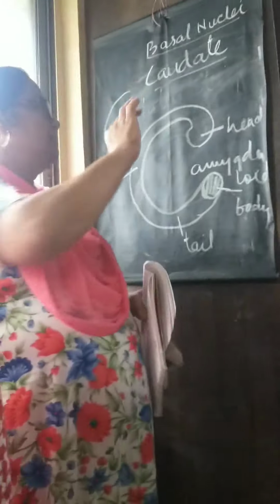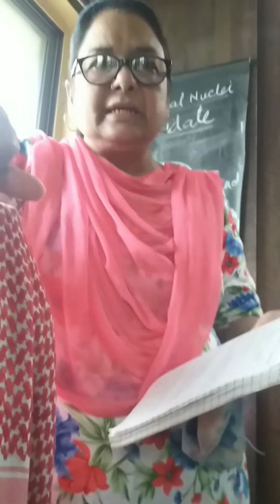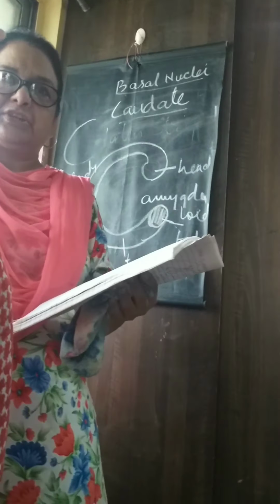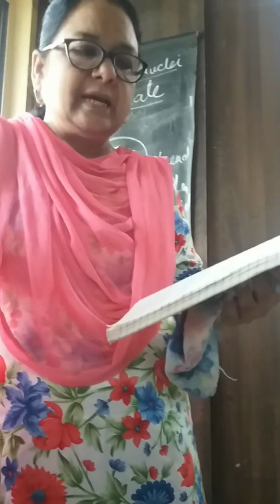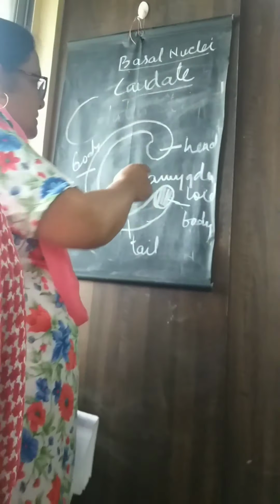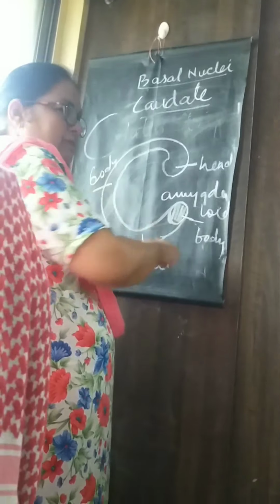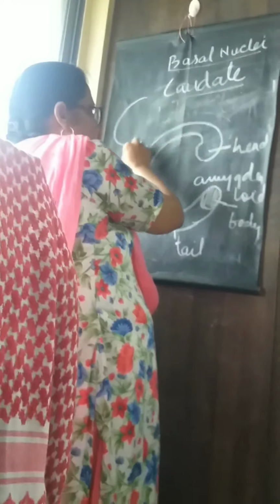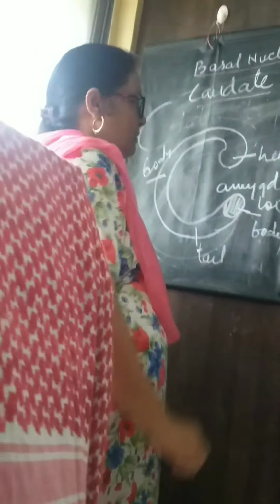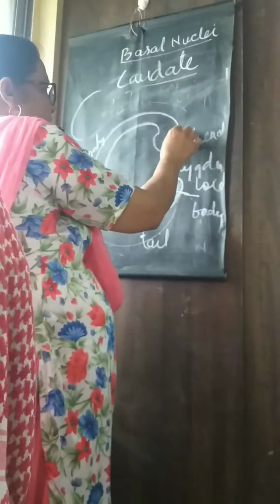Now the caudate nucleus in Latin means striped. Striped means there are stripes present, that's why it is called striped. The caudate nucleus is a C-shaped nucleus, which is situated on either side by the lateral ventricle. It is surrounded by the lateral ventricle.